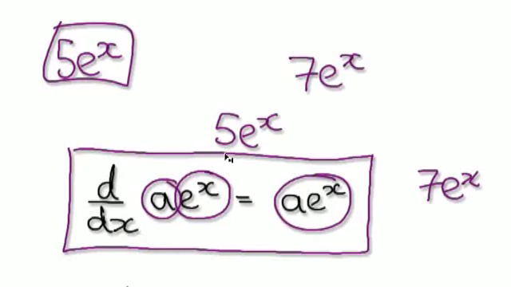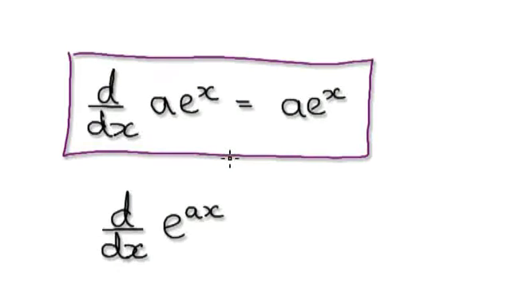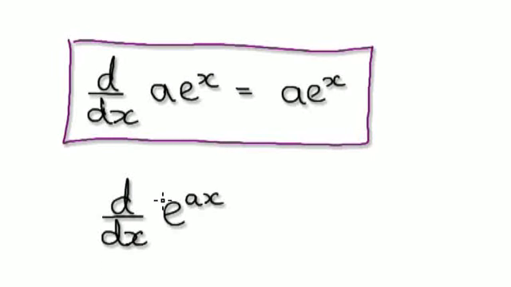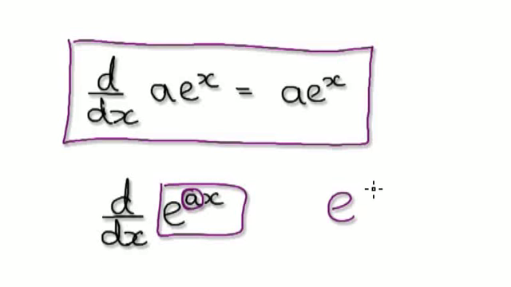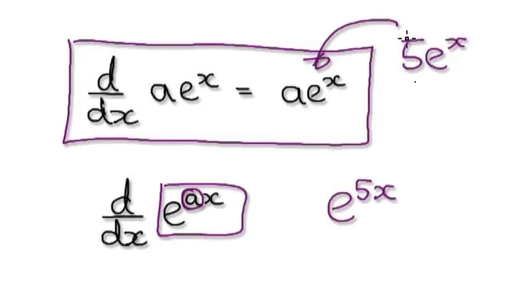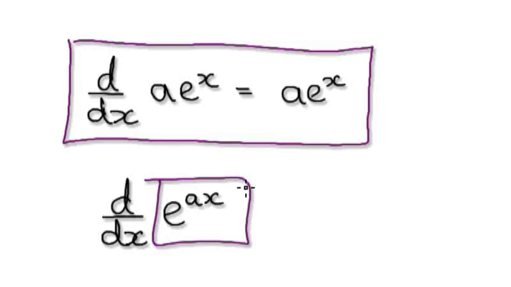Okay, so now in this video we're going to investigate how you would go about differentiating, let's say now the constant is up here. So for example, how would you go about differentiating e to the power of 5x? Up here it was 5e to the power of x, so the constant is in front of the e. Now the constant is up here. In this video we're going to try and find a way of differentiating this.